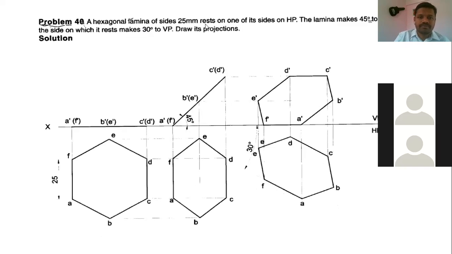Hexagonal lamina of side 25 mm rests on one of its sides on HP. The lamina makes 45 degrees to HP and the side on which it rests makes 30 degrees to VP. Draw its projections. So this is about your solution.